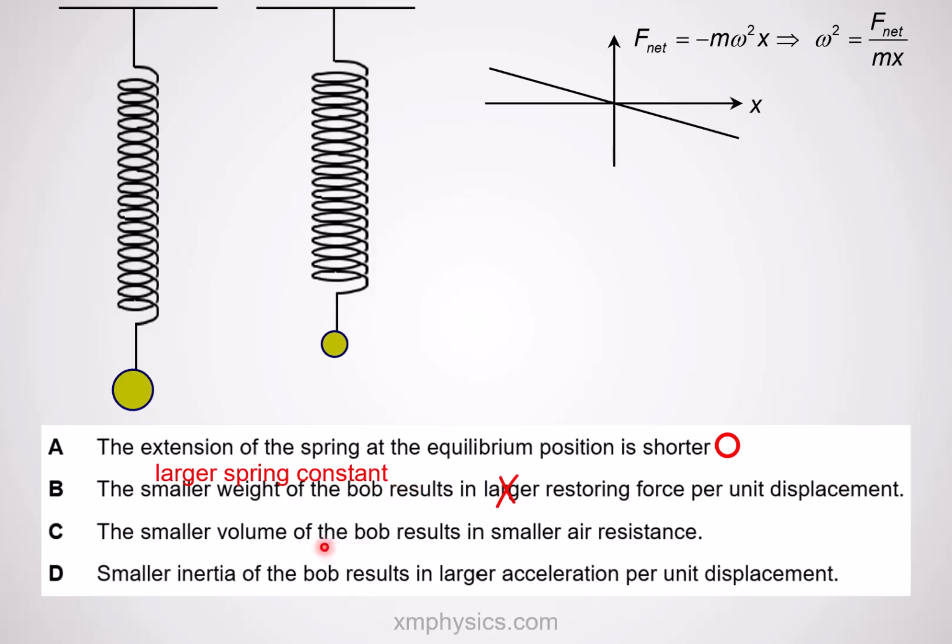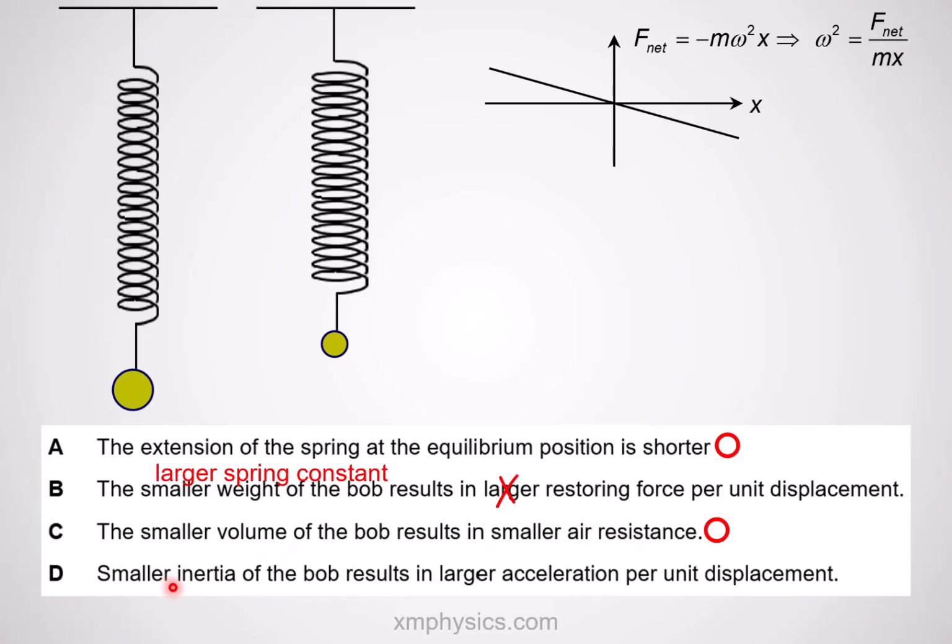Let's look at option C. Does the smaller volume of the bob result in a smaller air resistance? Definitely. If your cross-sectional area is smaller, you catch less air, you experience a smaller damping force. But usually, the amount of damping is quite small and it doesn't significantly affect the frequency of your oscillation. So even though option C is a correct statement, it's not the best explanation for why the frequency is going to be higher.